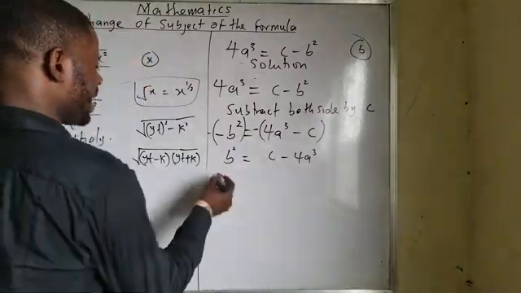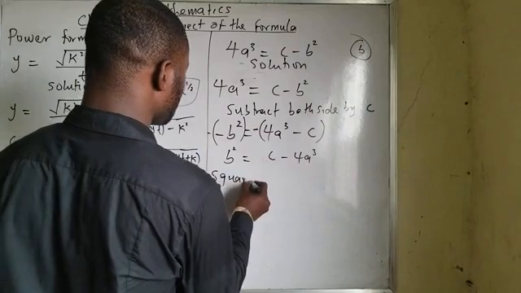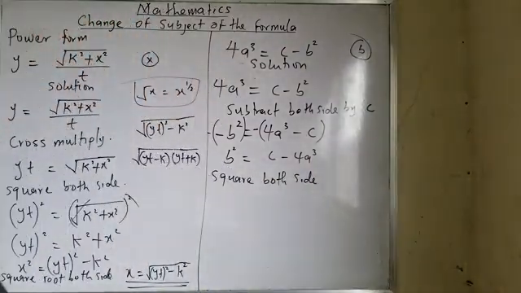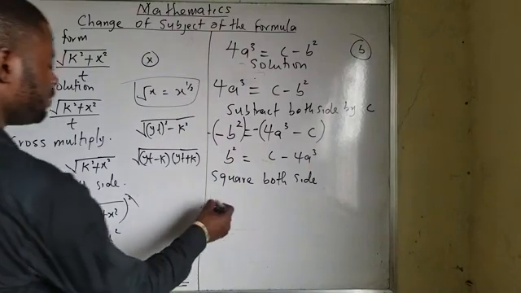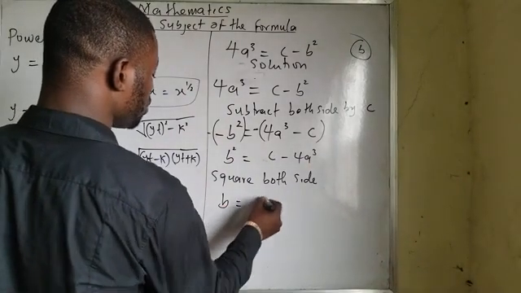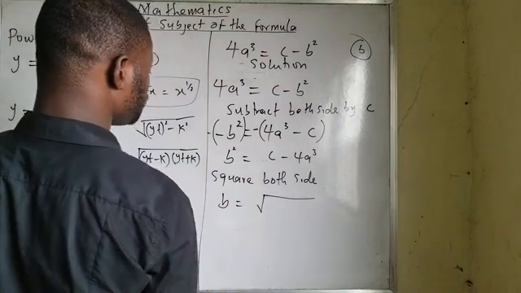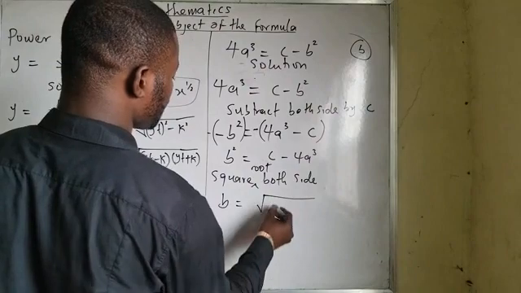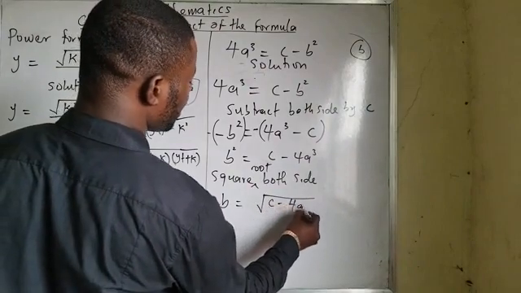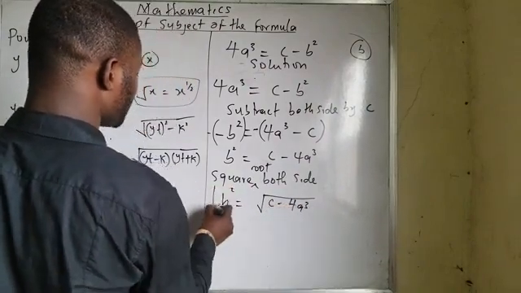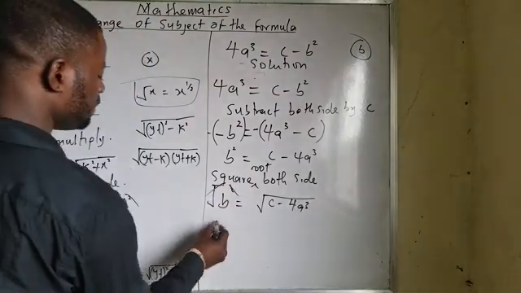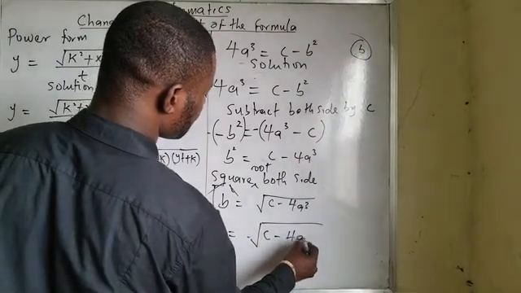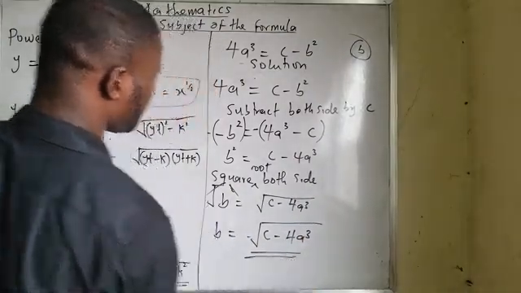Now I can say square root both sides. Square root both sides. It means I'll be having b equals to root of 4a cubed minus c, which I have squared. This will cancel this. It means my b equals to root of 4a cubed minus c. That is my final answer.